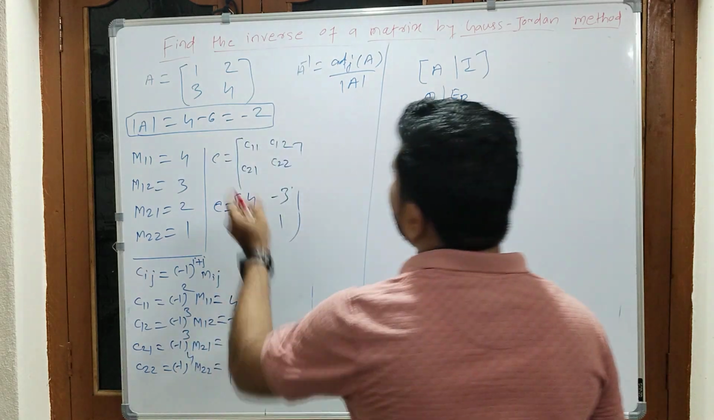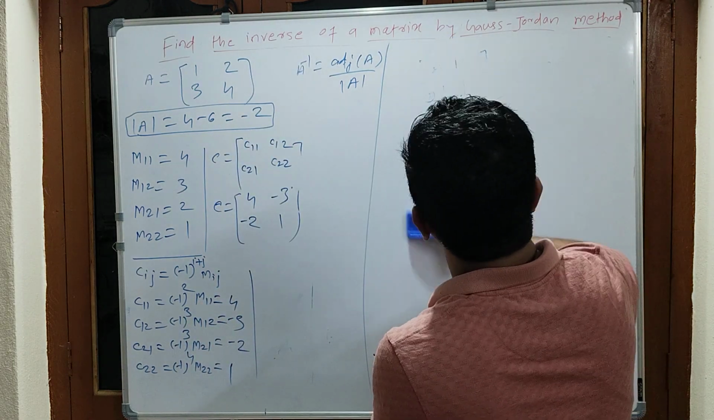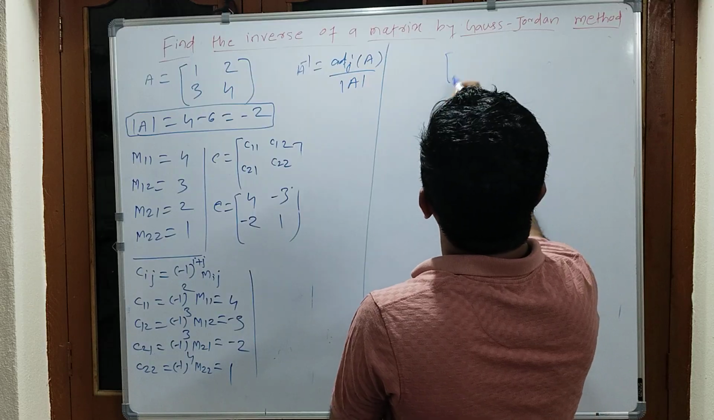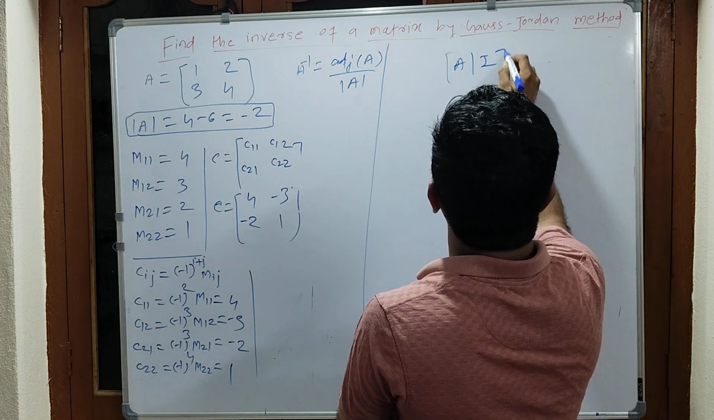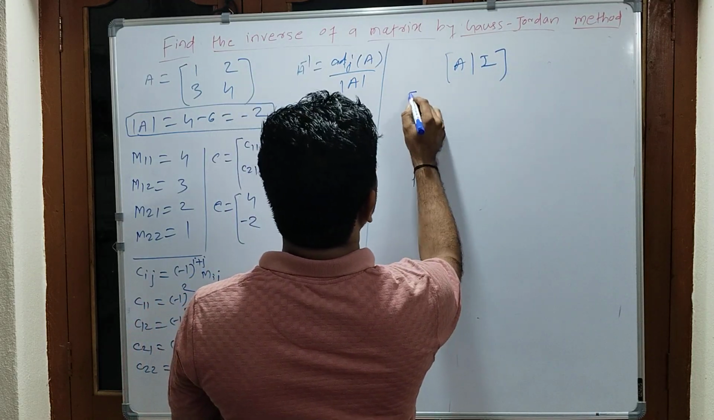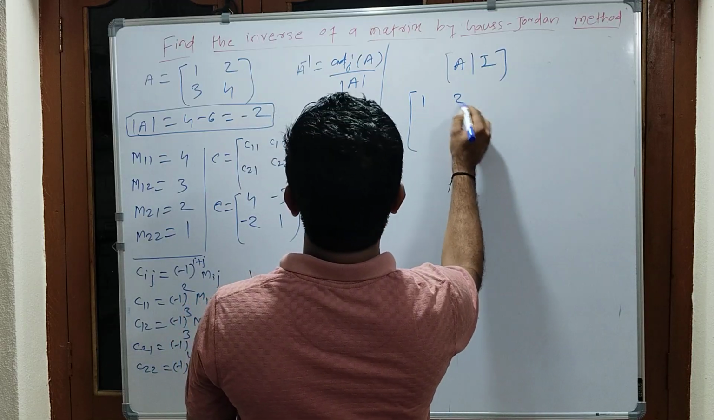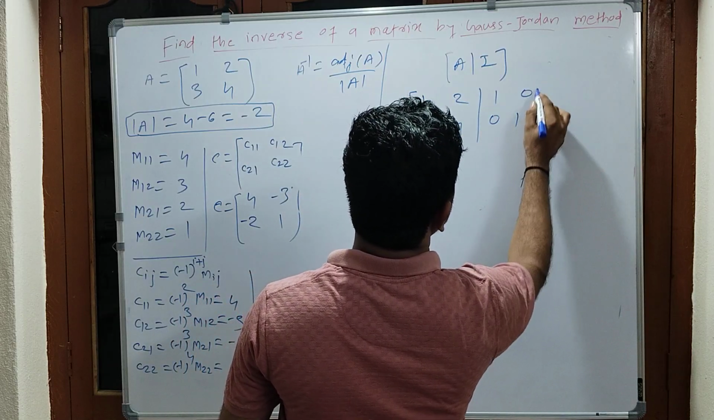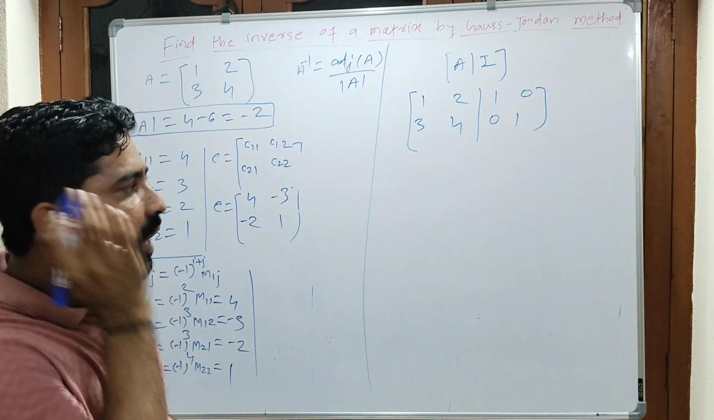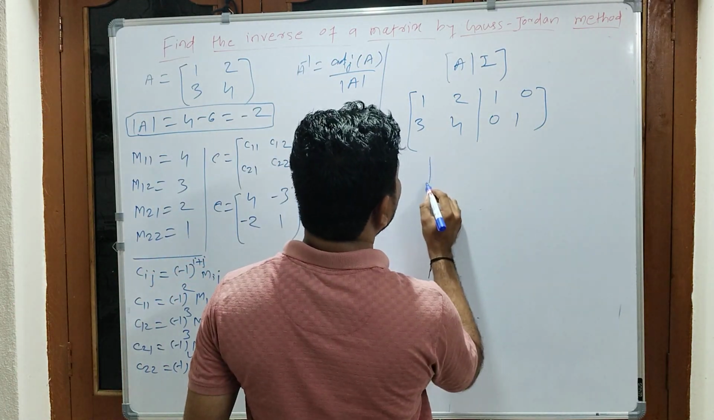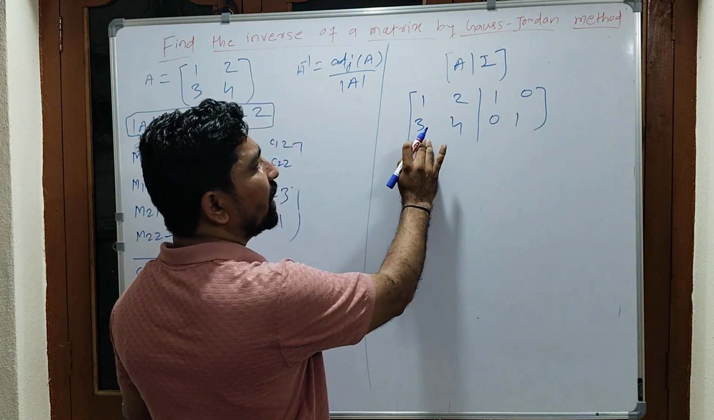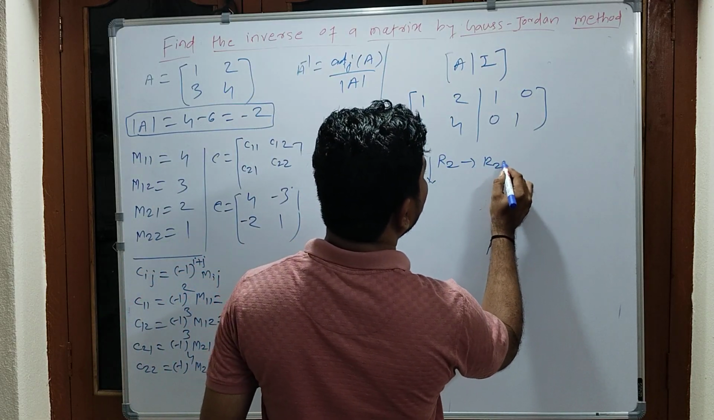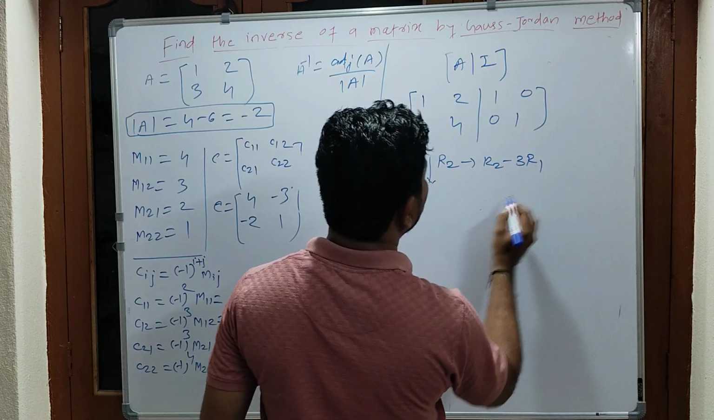So I will solve this same example with the help of this. So the way is, write A augmented matrix I. So here A matrix is given 1, 2, 3, 4 and this is 1, 0, 0, 1. Now try to apply elementary operations so that this matrix becomes identity. Here I am applying R2 changes to R2 minus 3 times R1.